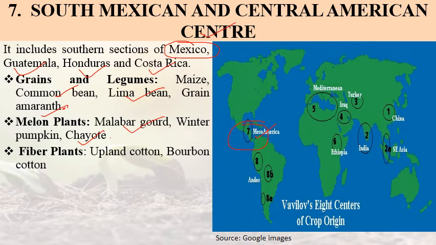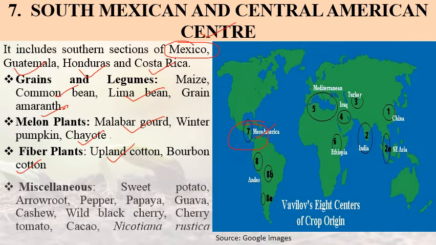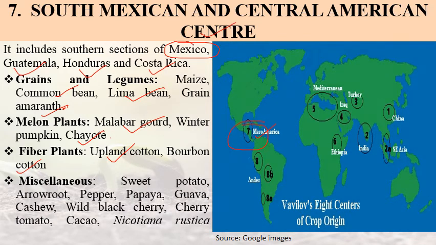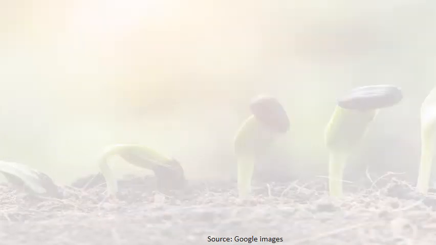Next we have fiber plants like upland cotton, bone cotton. So these are the fiber plants which originated in this center of region. Next we have miscellaneous plants like sweet potato, arrowroot, pepper, papaya, guava, cashew, wild black cherry, tomato, cacao, Nicotiana rustica, that is tobacco की species है जो यहाँ पे originate हुए हैं.